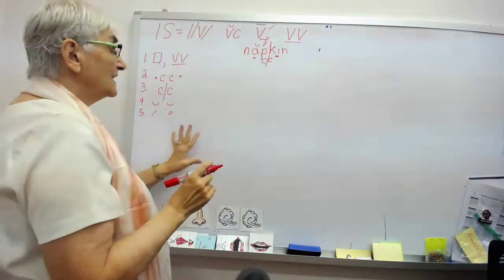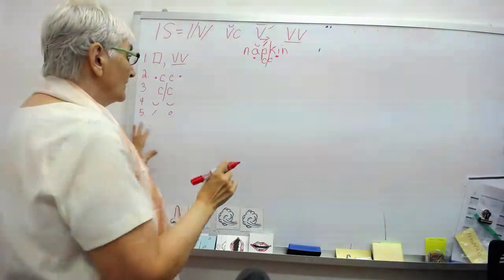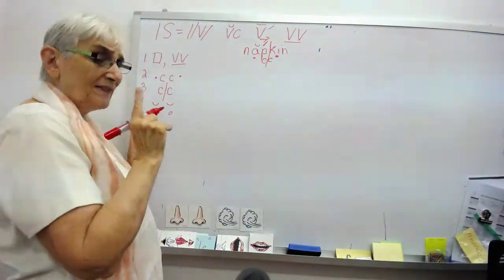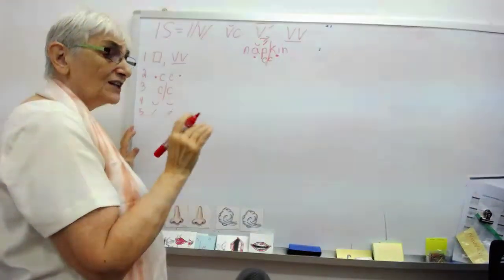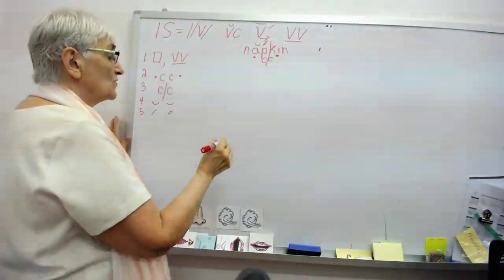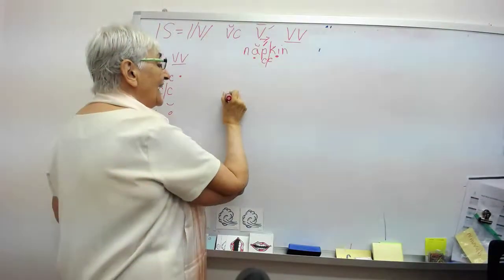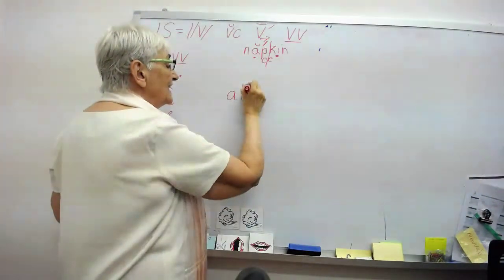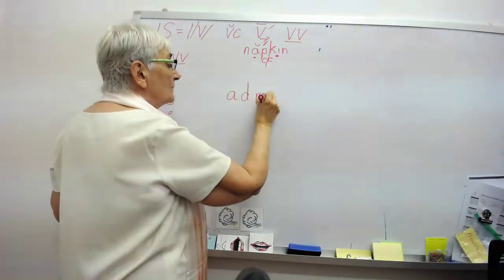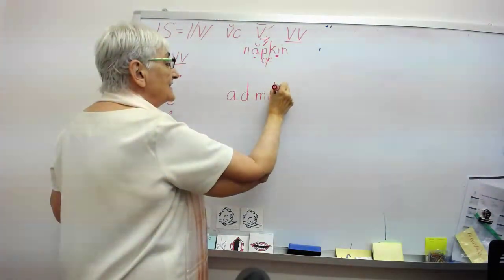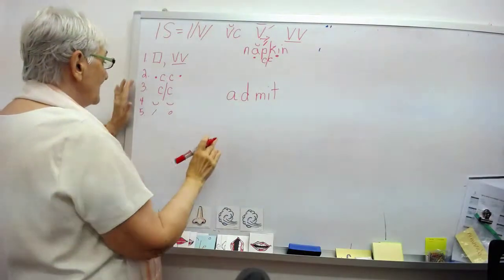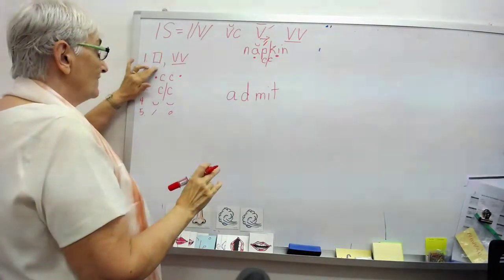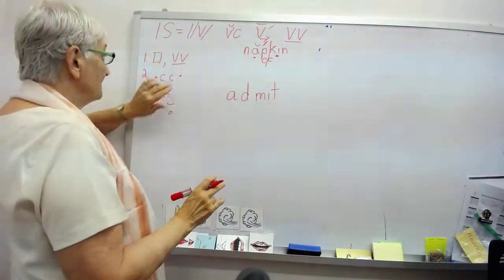Okay, now let's do another word. This time, one thing is going to change. And when that changes, it changes the way we read the word. So let's look at this word: A-D-M-I-T. Okay, we can follow the steps through. I see no suffixes. I see no vowel patterns.